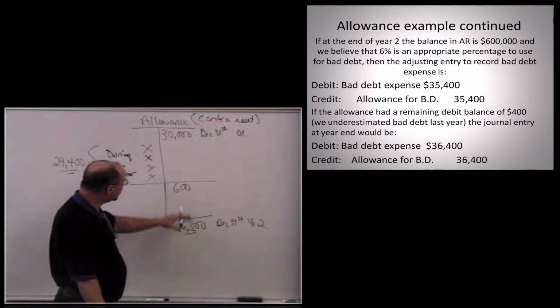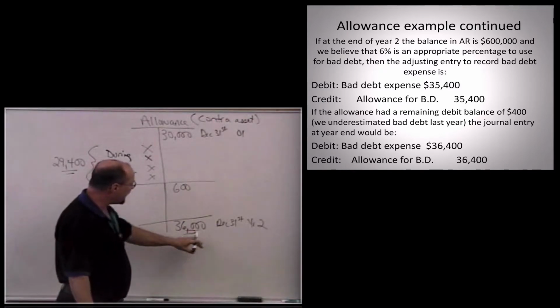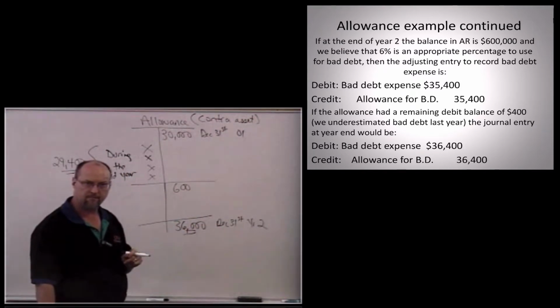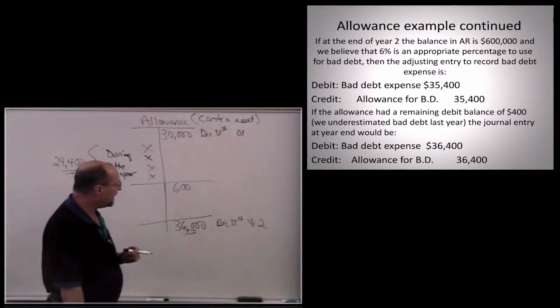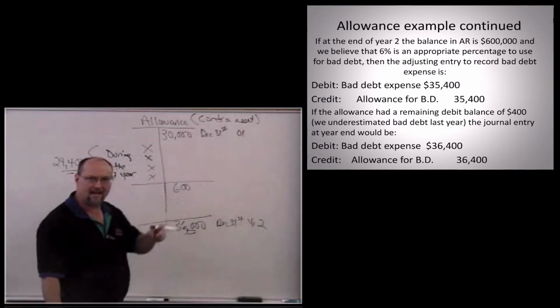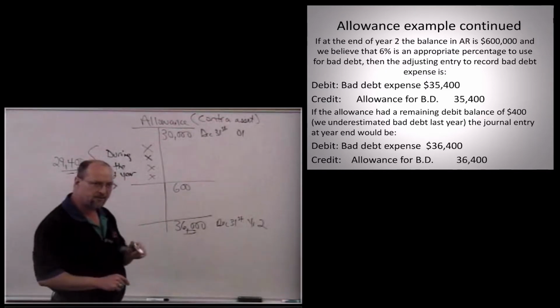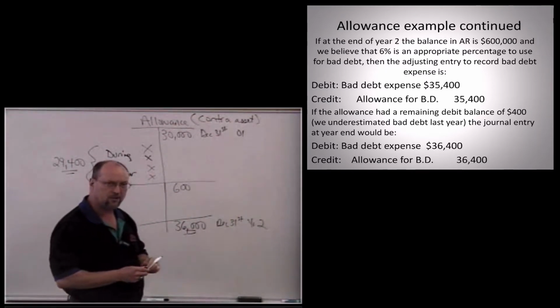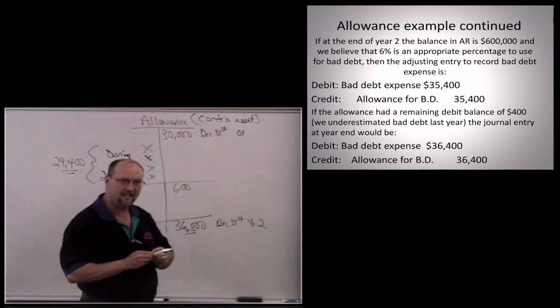That's what the balance in the allowance for bad debt should be at the end of year two, because that's what's going to go on the balance sheet for year two, December 31st. If I had a $600 leftover balance in the allowance, remember, the allowance for bad debt is a balance sheet account. We don't close it out. Bad debt expense gets closed out at the end of each year, not the allowance.